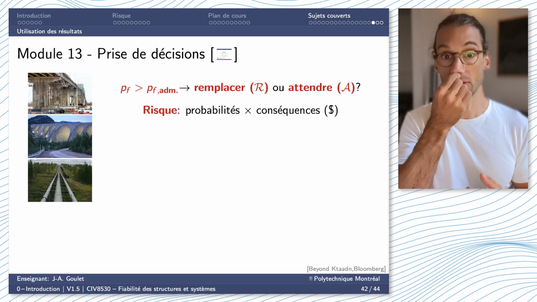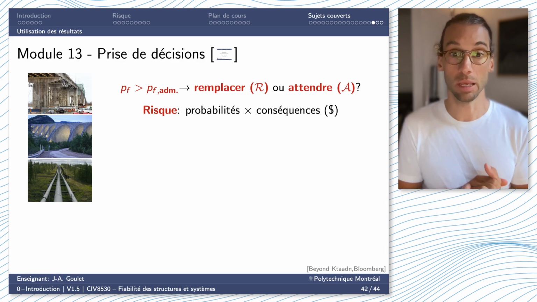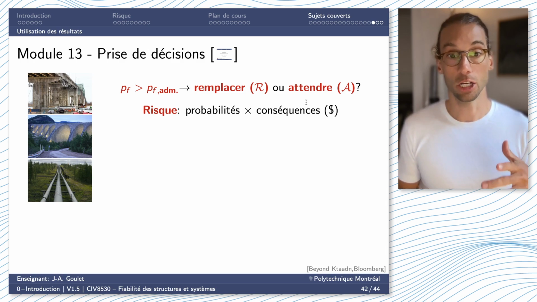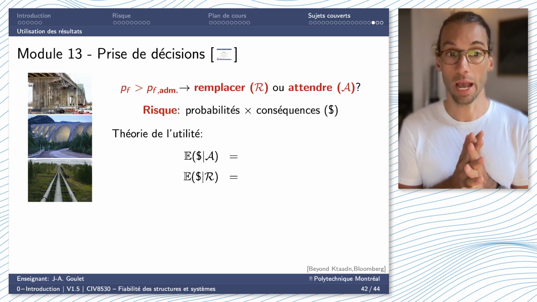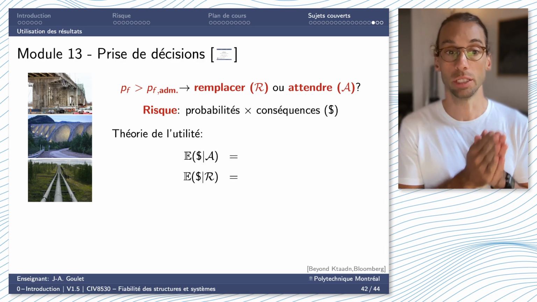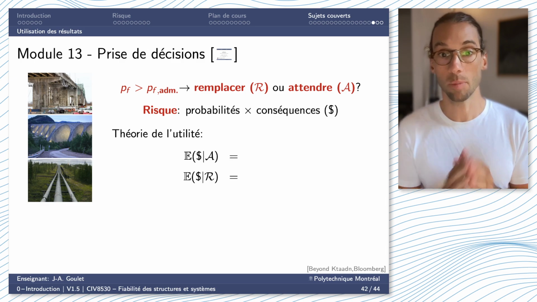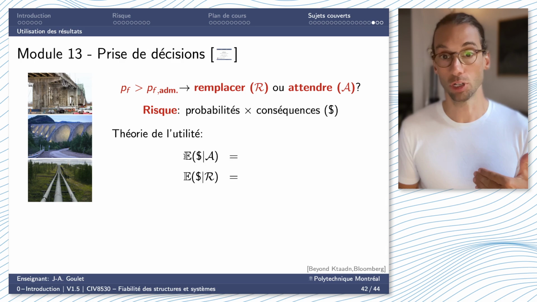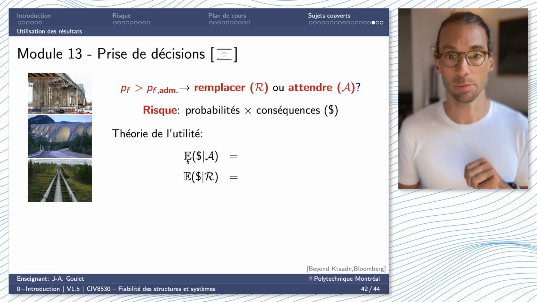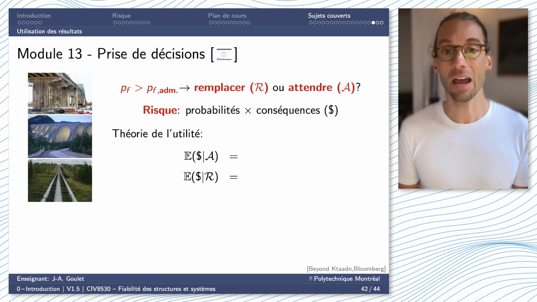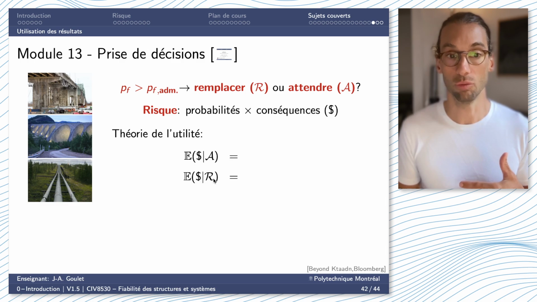To do this, we have to evaluate the risk, where the risk is going to be modeled, as I said earlier, by the consequences weighted by the probability of occurrence. In order to choose between those two actions, we need to look at utility theory, which is based upon maximizing what we're going to see as the expected utility. In very simple terms, the expected utility would be computing the average amount of dollars given an action, for the action of waiting or for the action of replacing.